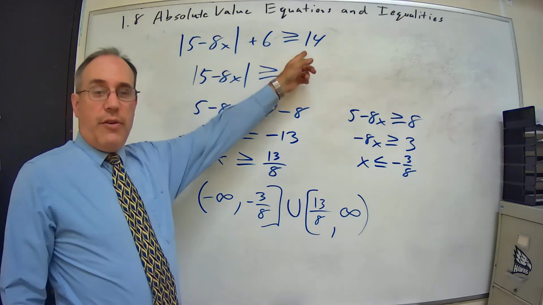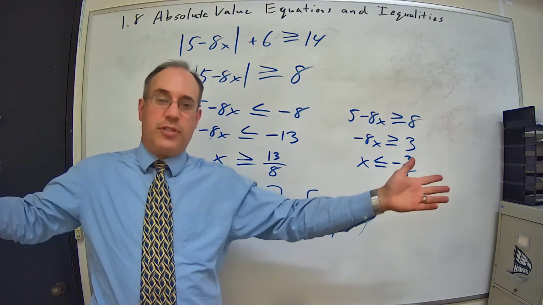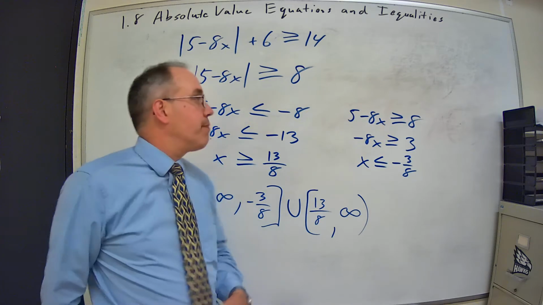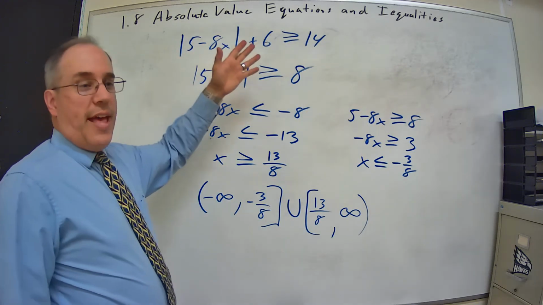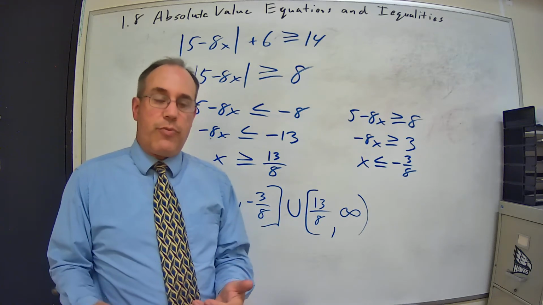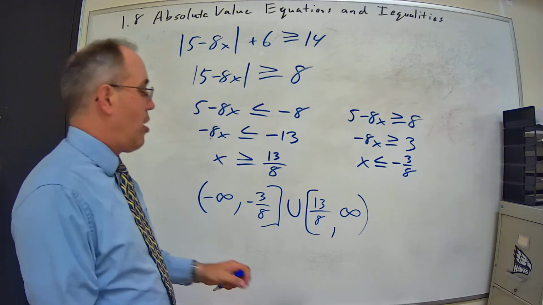If you're dealing with greater than, you're going to break it into two pieces because you're looking at the outsides. You're saying everything but what's in that range. If you're dealing with less than, you're dealing with everything in the range. So you can do it as a three-part inequality. And there we go.